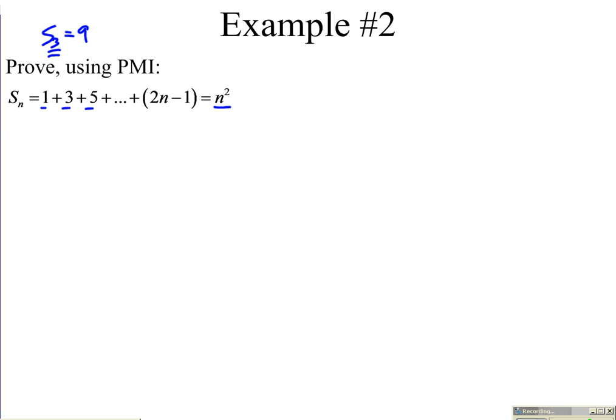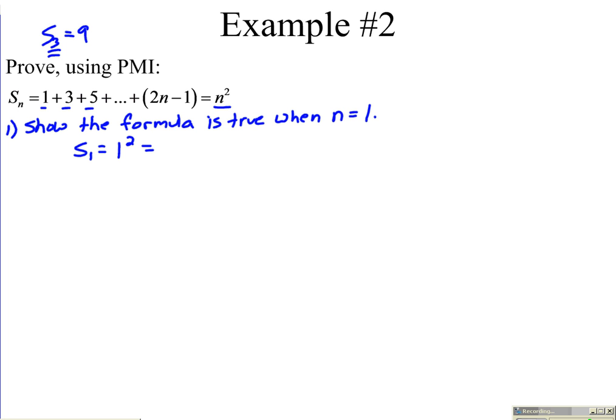Our first step in the induction proof is to show that it works when n equals 1. So we want to show the formula is true when n equals 1. So now we're going to go ahead and do that. Sum of the first term, put 1 in, 1 squared equals 1. That is what this first term equals. So we have told what we are going to do, which is show the formula is true when n equals 1. We've then showed that. There's step 1.